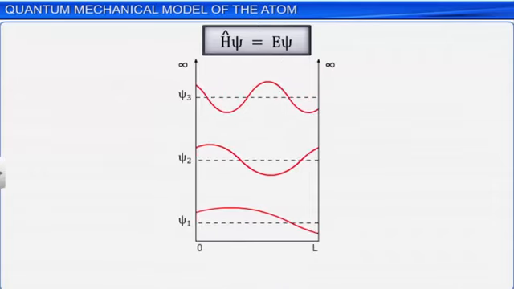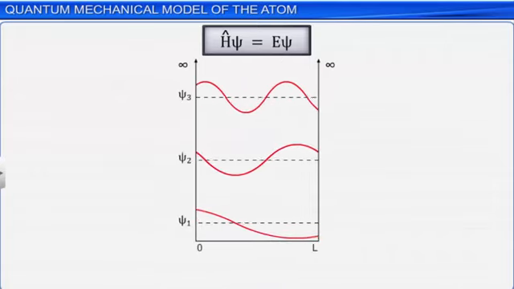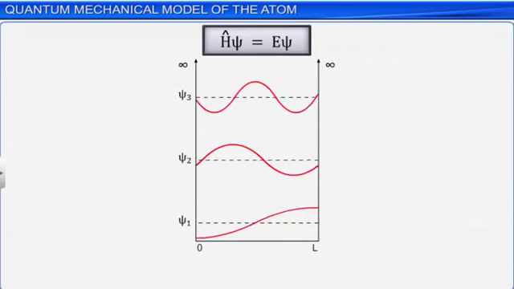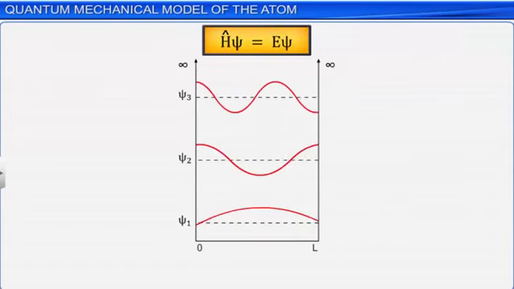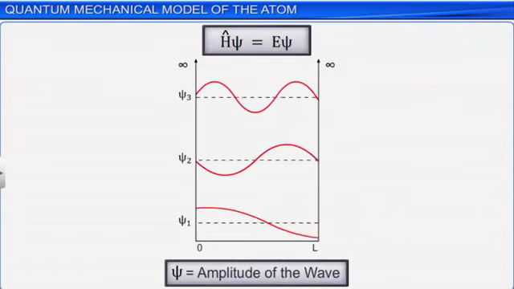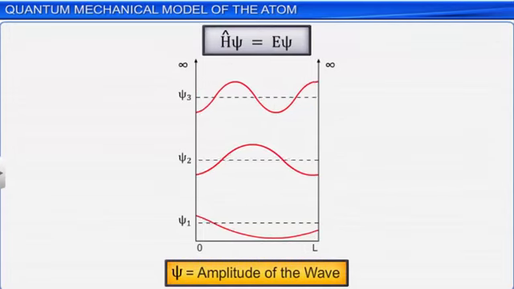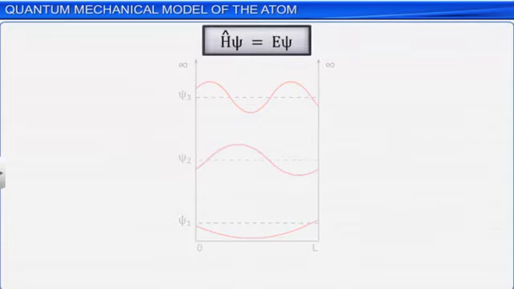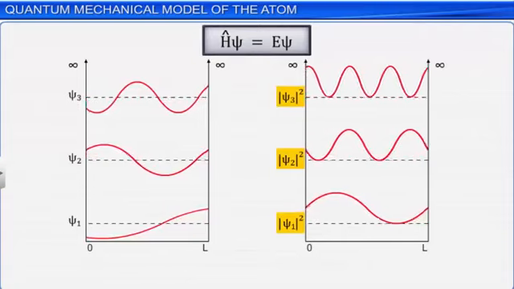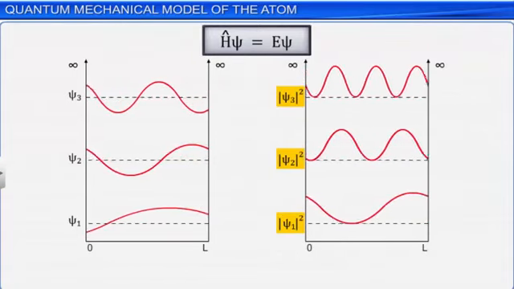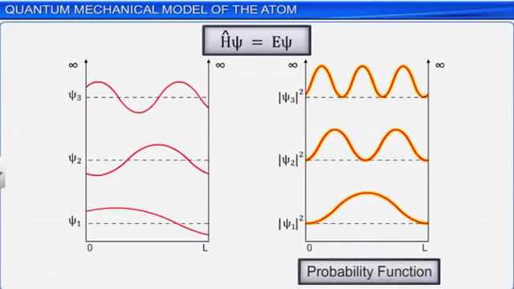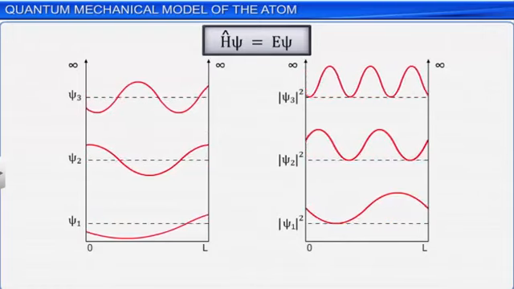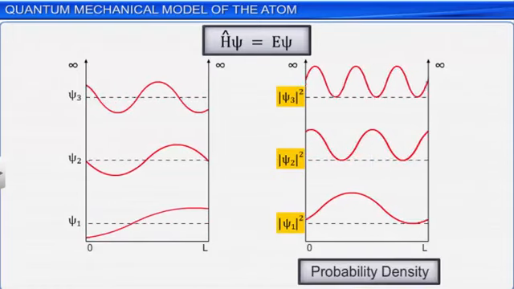Note that, in quantum mechanics, all the properties of a system are expressed in terms of a wave function. This is obtained by solving the Schrödinger's equation. The wave function, psi, is a mathematical function that represents amplitude of the wave. It does not carry any physical significance. Therefore, the square of the amplitude of electron wave, that is, psi square, gives the probability of finding the electron at a point within an atom. That is why the function psi square is called probability density and is always positive.